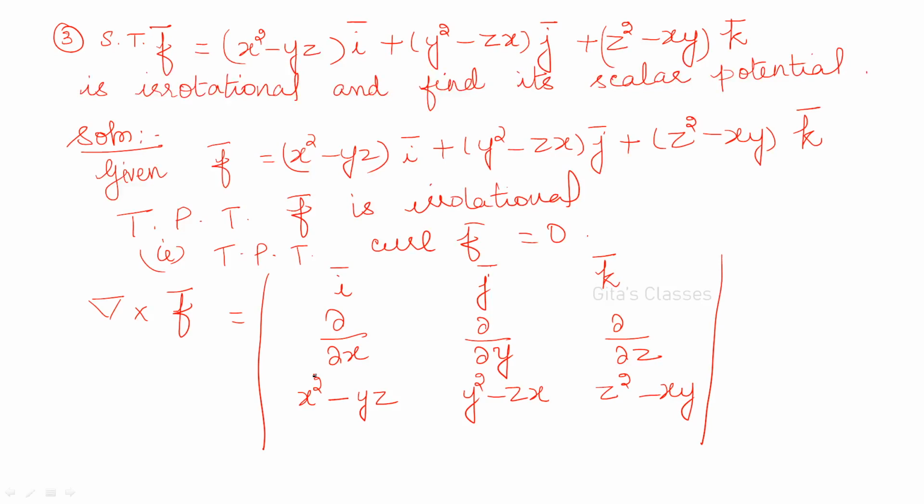F bar is irrotational. Next is, show that this vector f bar is irrotational and find its scalar potential.